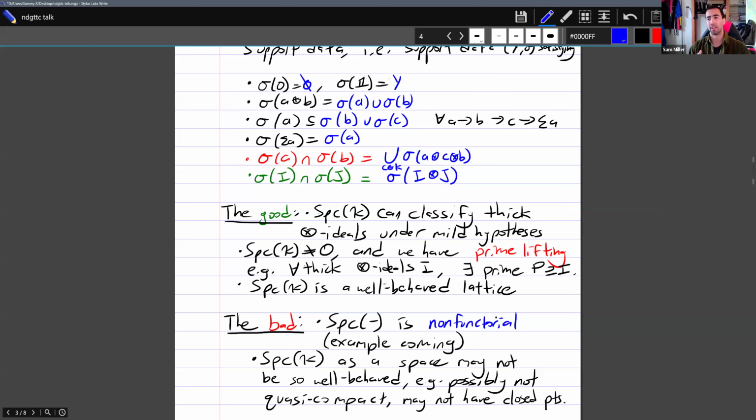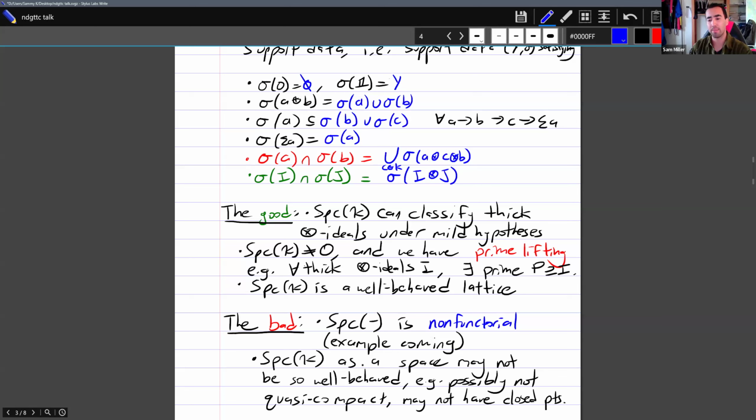If you construct these categories of support data and weak support data, I made the observation earlier that it is actually a functor. In fact, I believe one can make it a 2-functor. The same does not hold for these categories of non-commutative support data or non-commutative weak support data. And I'll give an example of all of these things soon.